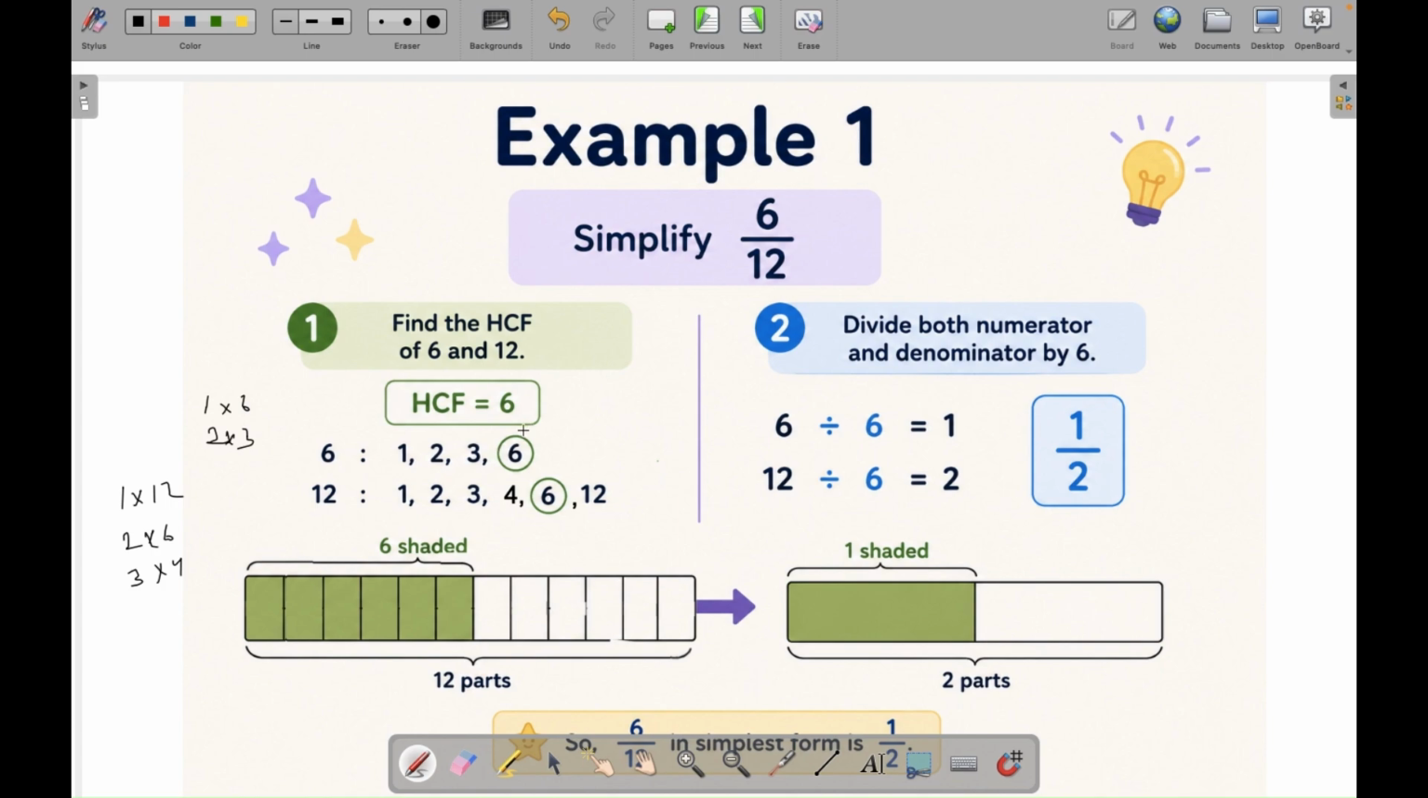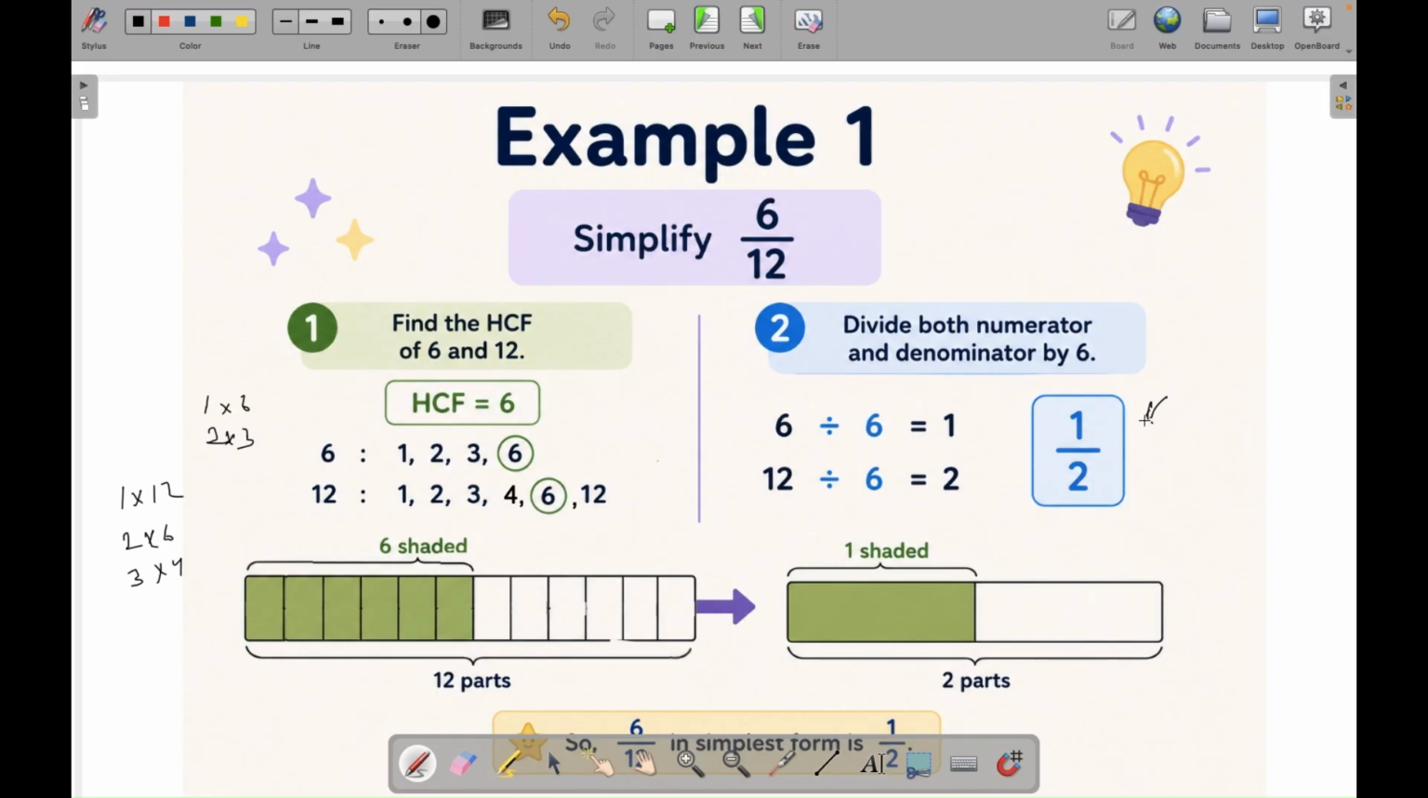Out of this, what is the highest common factor? It is 6. Right, so HCF is 6. So we now know that we have to divide both of them by 6. So I divide the numerator by 6, so I get 1. I divide the denominator by 6, I get 2. So the resulting fraction is 1 upon 2. Right, so this we call the simplest form of a fraction.